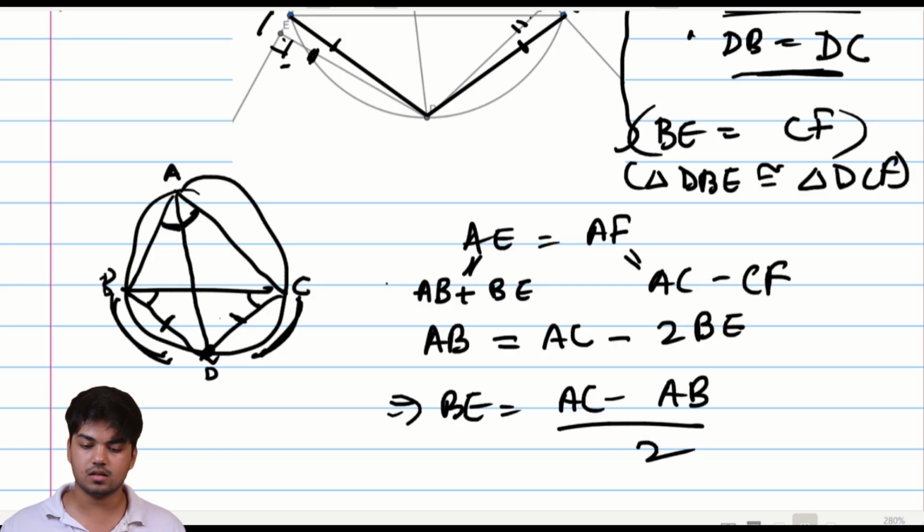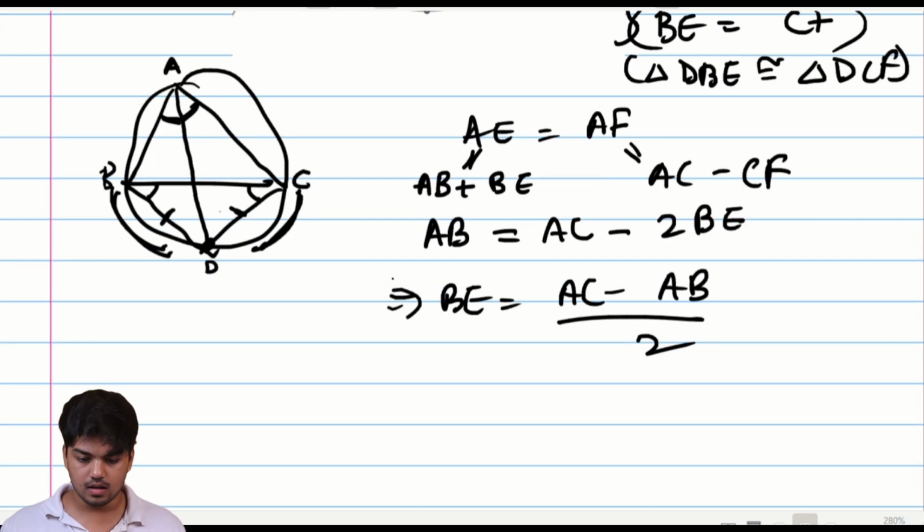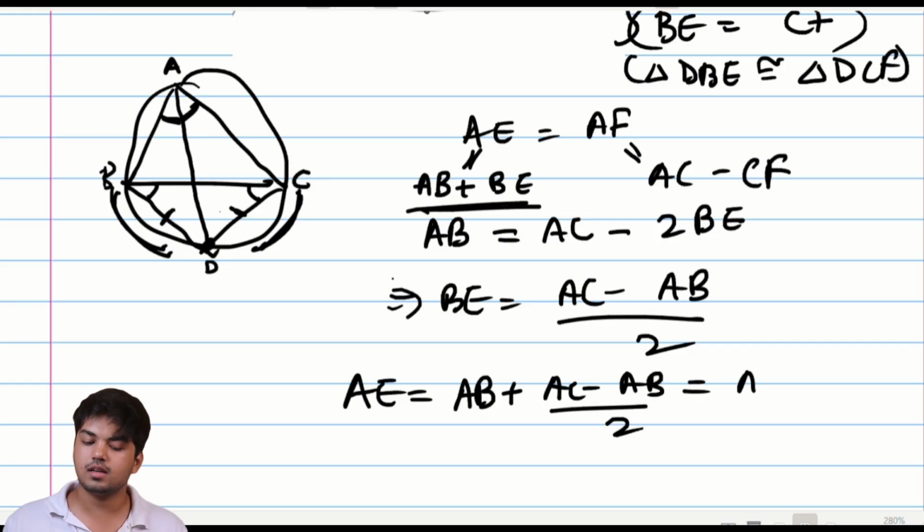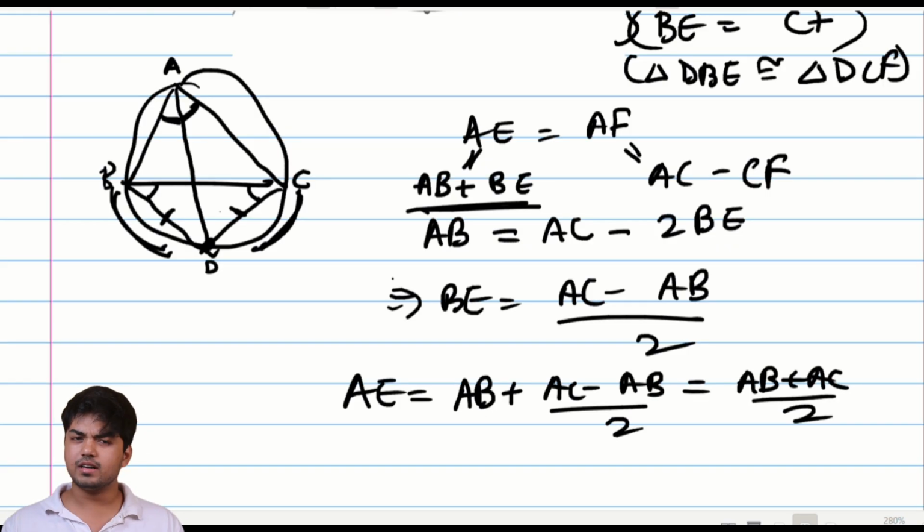I'll just move things around. But what does this mean? This means that AE, which recall is AB plus BE, is AB plus (AC minus AB) by 2, or (AB plus AC) by 2. Now you might say, okay, this was just a nice geometry problem. What does it have to do with configuration?